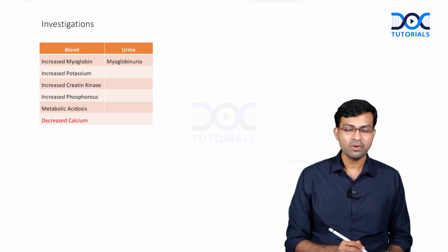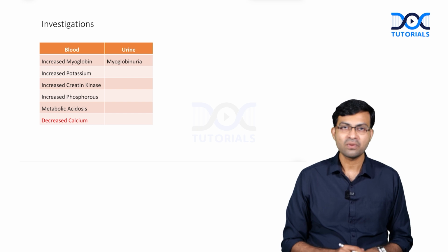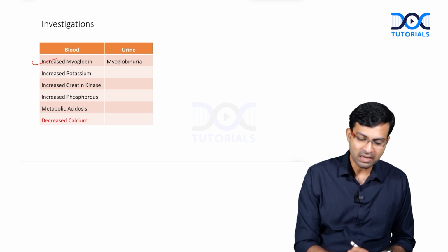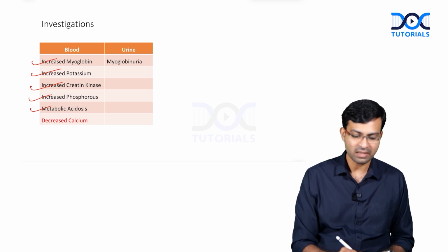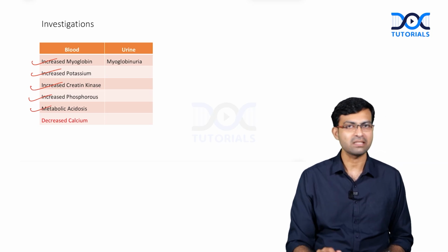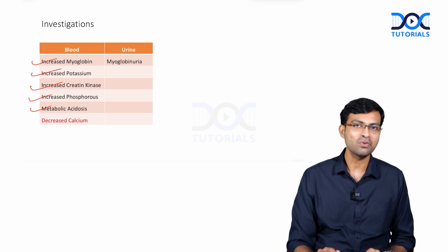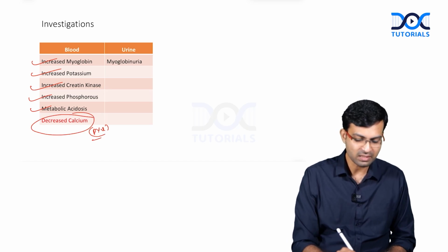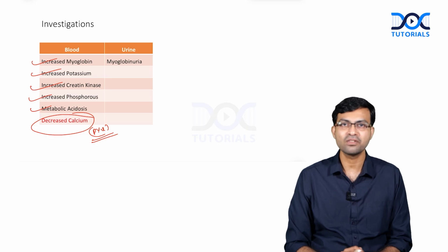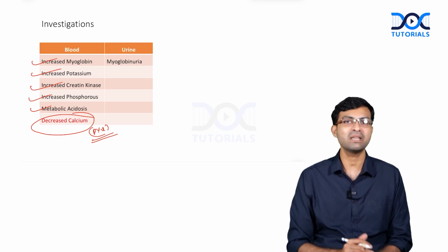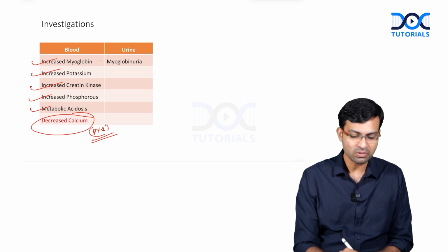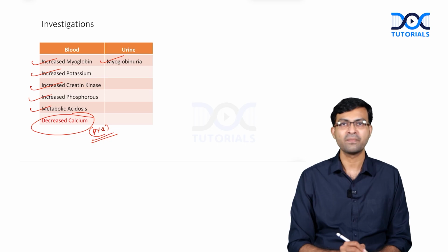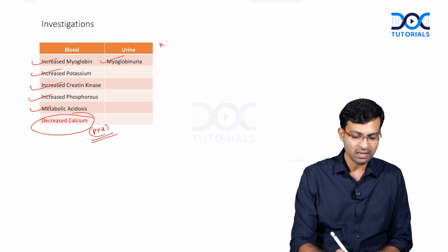When you investigate the blood parameters, you will see increased myoglobin levels in the blood, increased potassium, increased creatine kinase, increased phosphorus, and metabolic acidosis. Everything will be increased. Only one thing will be reduced. What is that? Calcium. This was a previous year question. The thing that is reduced in crush syndrome is calcium. Everything else will be elevated. And urine will also show myoglobinuria. Okay, so this is a very, very important table as well.